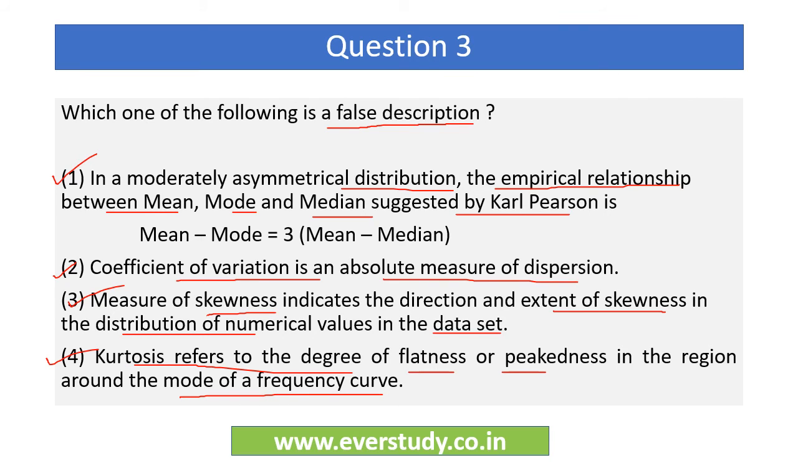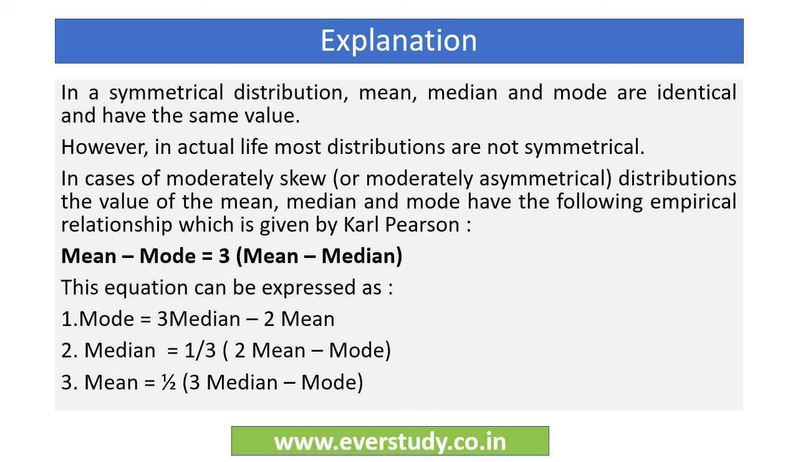Now if you see this question, there are different concepts being asked, and we are required to identify the false statement from these statements. So the explanation to the first statement is like, in a symmetrical distribution, mean, median and mode are identical and have the same value. However, in actual life, most distributions are not symmetrical because they are skewed in nature. And in cases of moderately skewed or moderately asymmetrical distributions, the values of the mean, median and mode have the following empirical relationship, given by Karl Pearson, which depicts that the difference between the mean and the mode is 3 times the difference between the mean and the median.